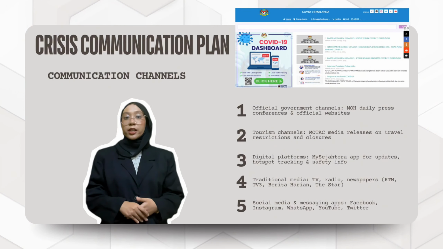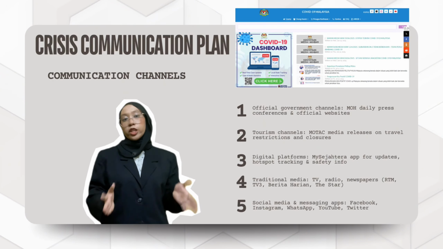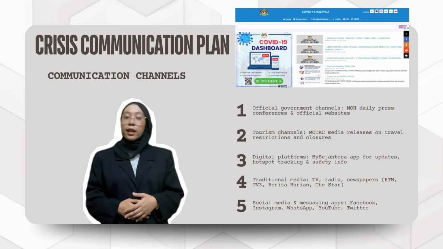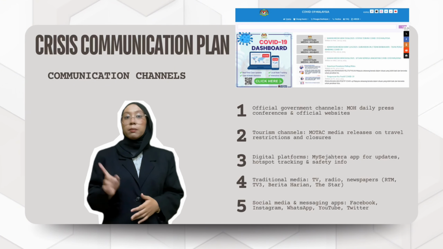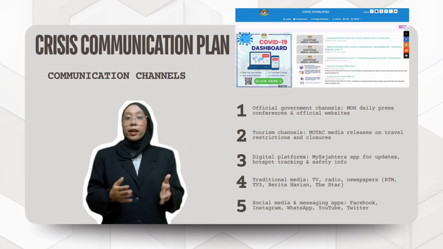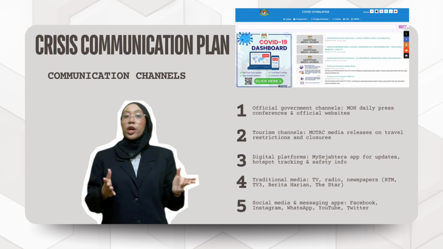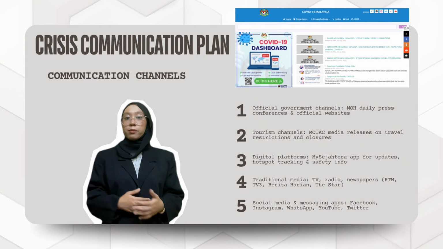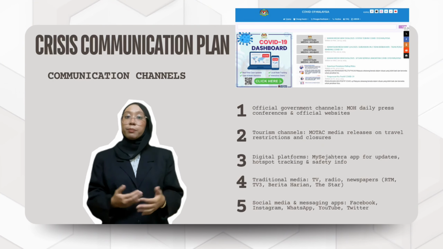For the communication channel, Malaysia used multiple communication channels to reach the public. Firstly, digital and mobile platforms were widely used. The MySejahtera app allowed QR code scanning, health updates, vaccination registration and also exposure notification, while official websites and SMS alerts shared guidelines and reminders.